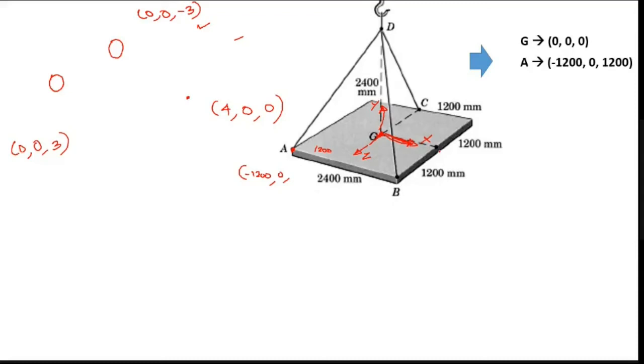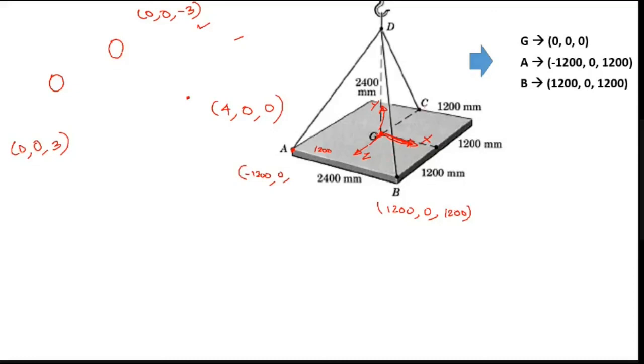Right? Read out on this. Now, okay, go for B. Identify for B. X is 1200, right? So this is 1200. Y is 0. Z is another 1200. So it is 1200, 0, 1200.